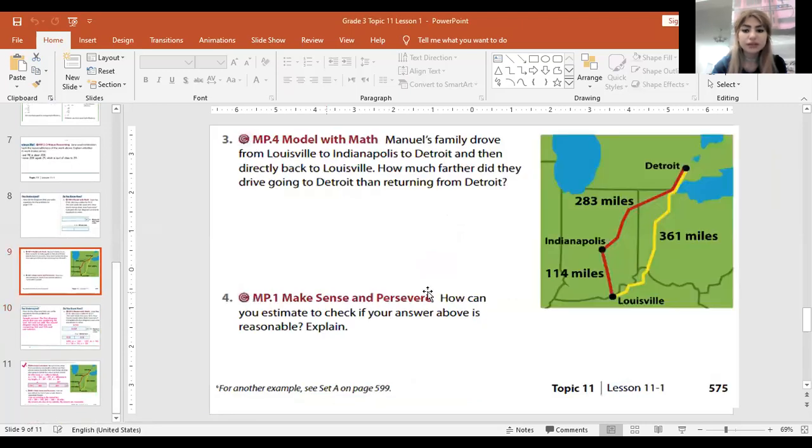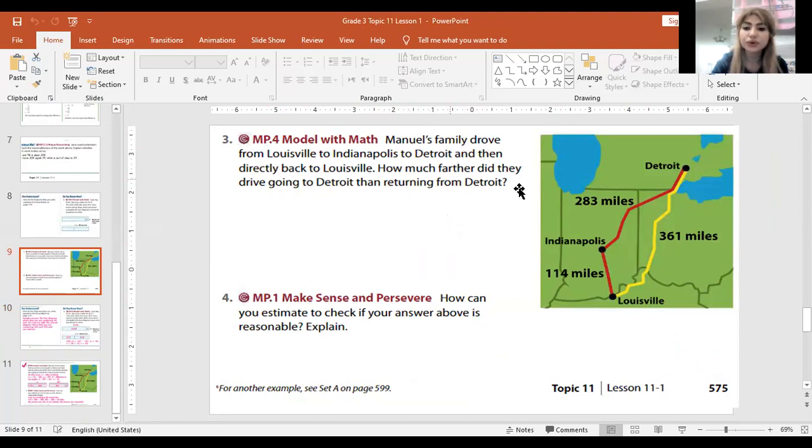Okay, my lovely girls, these are the last two examples in this lesson. Manuel's family drove from Louisville to Indianapolis to Detroit and then directly back to Louisville. How much farther did they drive going to Detroit than returning from Detroit? So again, let's look here and answer.